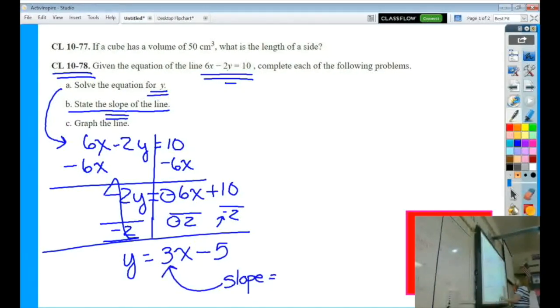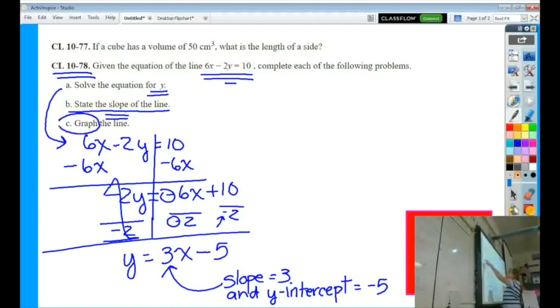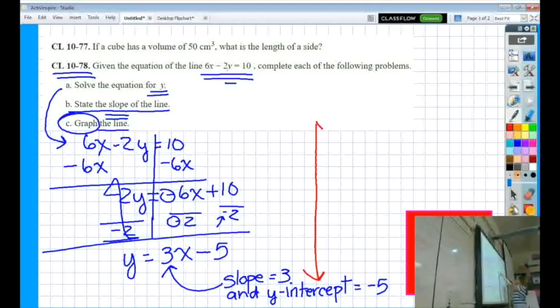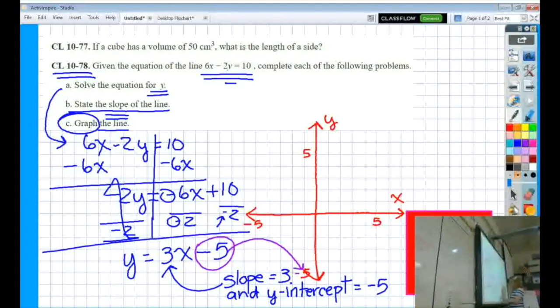Our slope of this equation is 3, and they didn't ask for it, but our y-intercept is going to be equal to negative 5. We can use that when we graph, which is the next step. Now we need to graph. So first we need to make a nice graph with our y and our x axes, and we're going to go ahead and label it. I'm doing intervals of 1, so I'm just going to put the 5s on it. So we've got that. Now we're going to graph our y-intercept first, which is at negative 5.